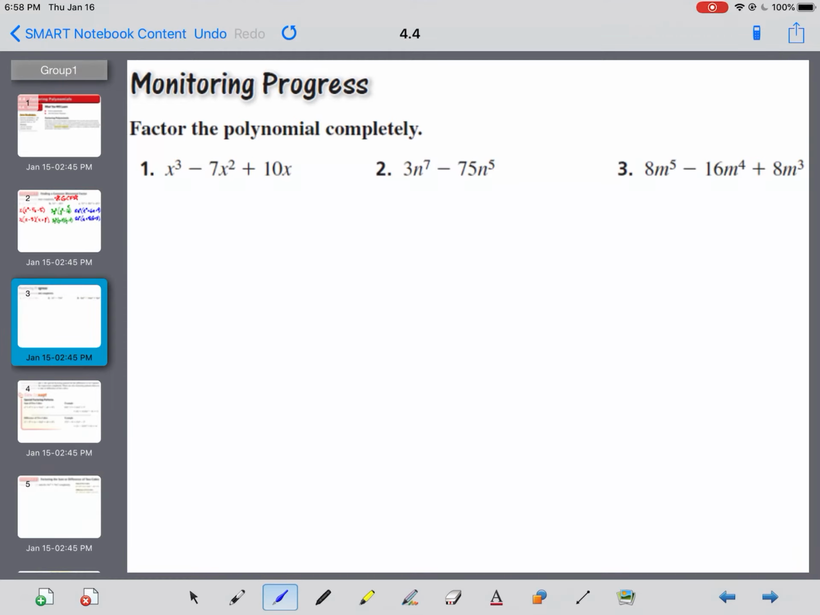All right, here's a few. You give them a try. Give it a pause. Try them out. Come back. See how it goes.